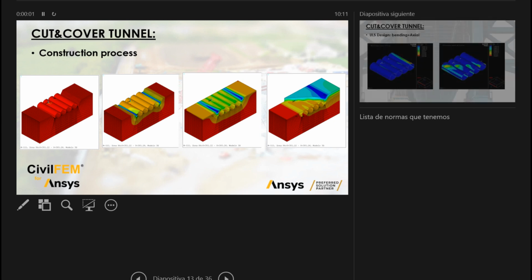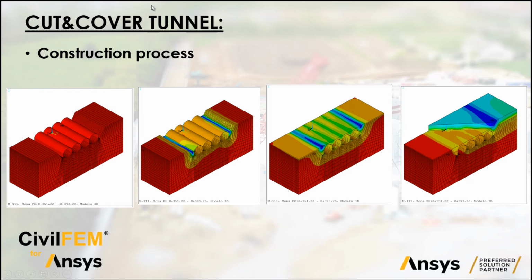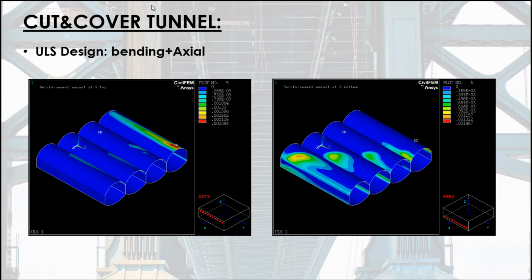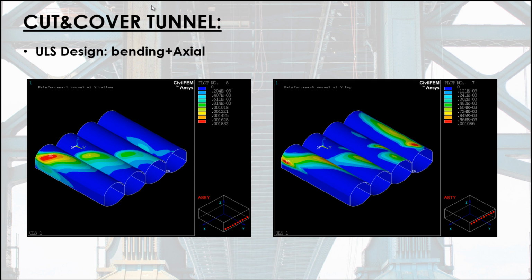we can see here the construction process of the 4 stages plus the last one, which is an overload on it. And these are the bending plus axial results. You can see here that in X direction, top and bottom reinforcement amount that is needed. In these cases are 25 and almost 20 square centimeters per meter. In the other direction, Y direction, we have this top and bottom reinforcement amount.